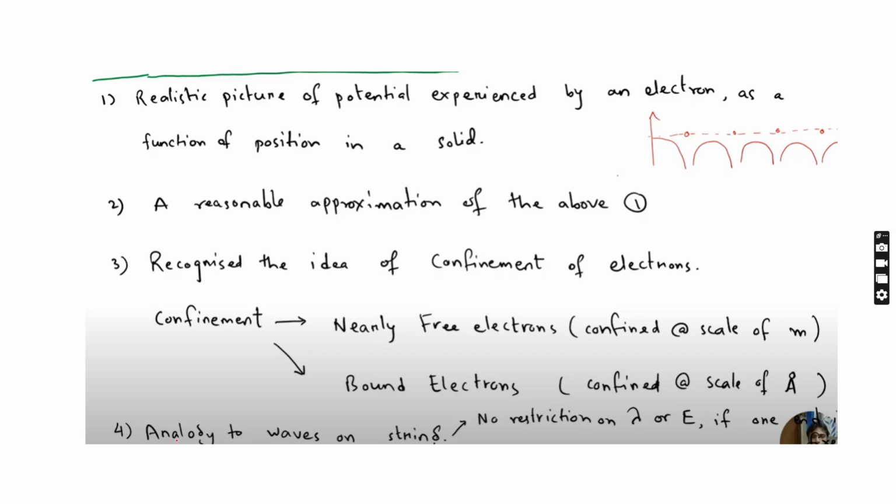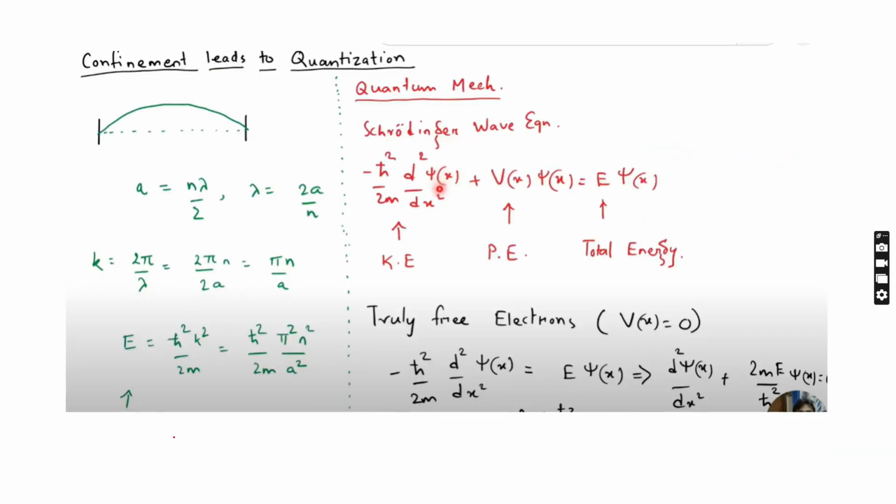By analogy with waves on strings, if there is no restriction, then any lambda is allowed, or if one end is clamped. But if the two ends are clamped, then there will be restriction, so we will get the quantized value. Now this confinement leads to quantization. How will it be? We found the energy value, that will be h cross square pi square n square by 2 m a square.